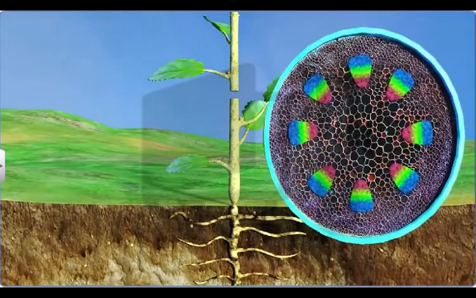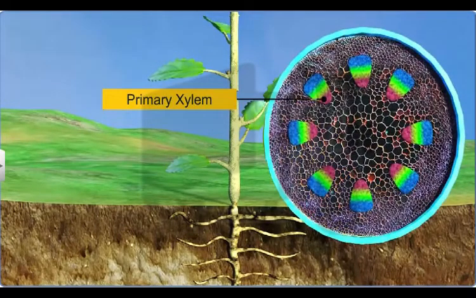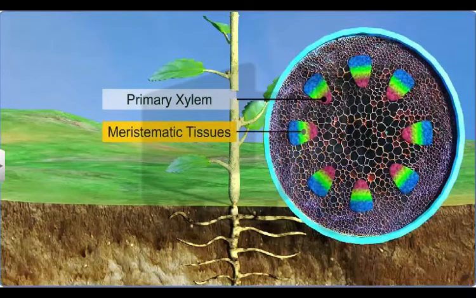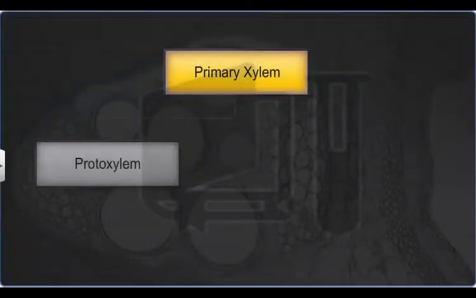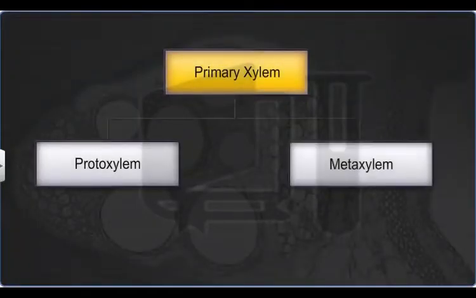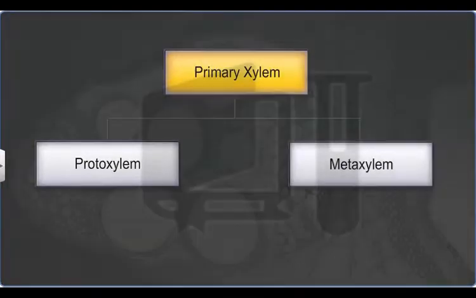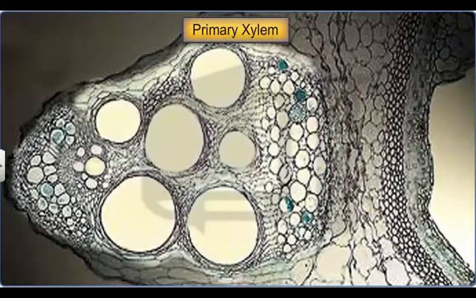We'll now learn about primary xylem, which consists of the young cells produced from meristematic tissues by the differentiation process. Primary xylem is of two types: protoxylem and metaxylem. The primary xylem elements formed in the beginning of a plant's life are known as protoxylem. On the other hand, the primary xylem elements formed in the later stages are known as metaxylem.